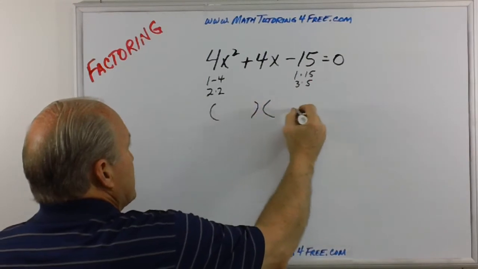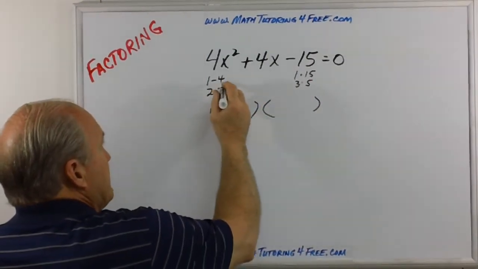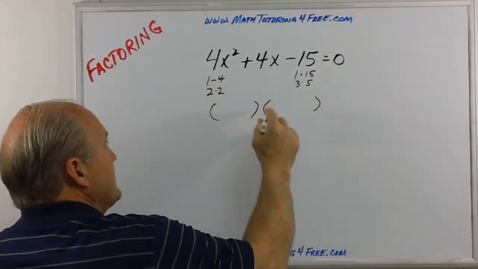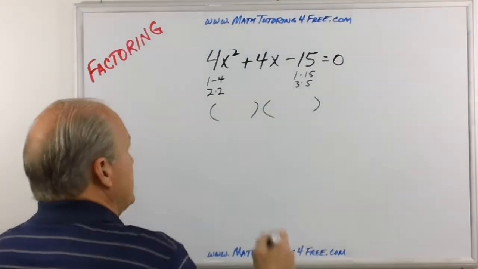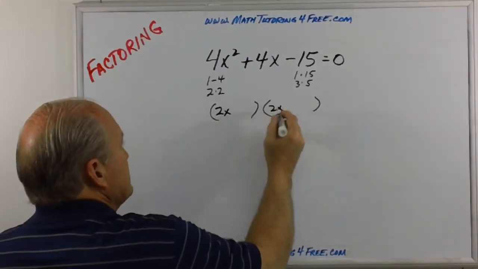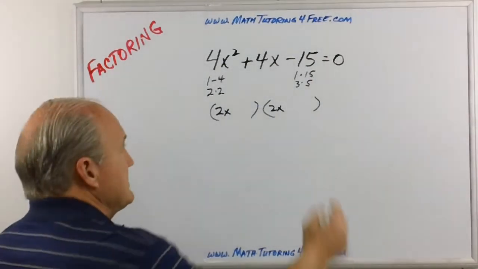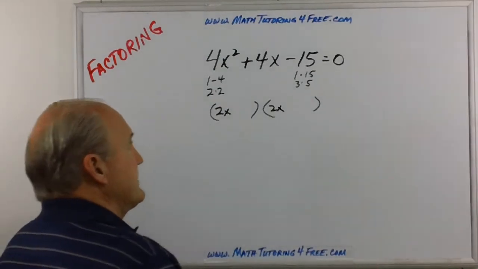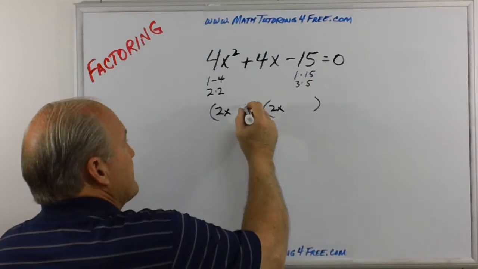So let's start by drawing a couple sets of parentheses. And 1 times 4, 4 times the 15 is way out of line. 15 minus 4, I don't see those working. So let's start with 2x times 2x. Now the question is, what are the choices for the 15? I mentioned the 15 is too big to work with anything and still end up with a 4. So let's try 3 and 5.